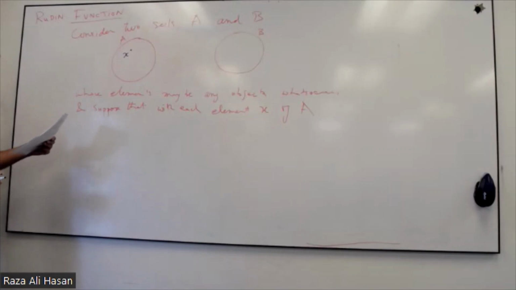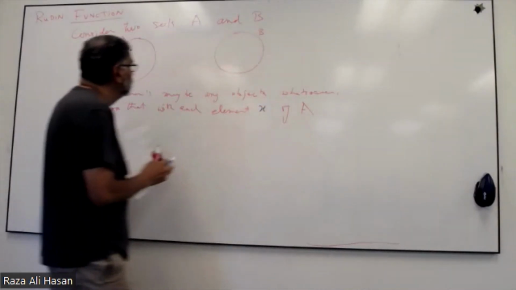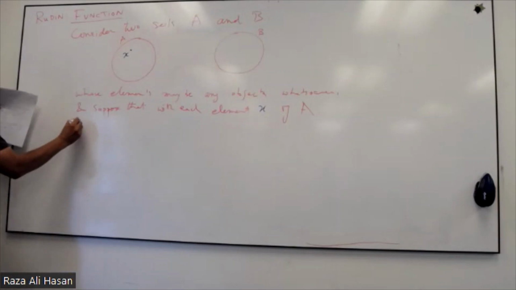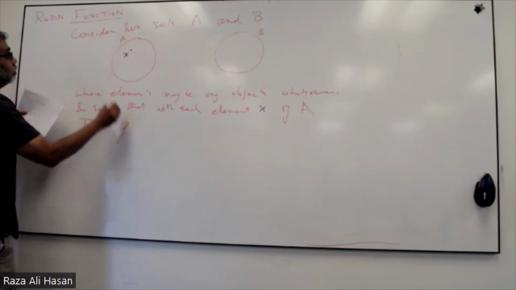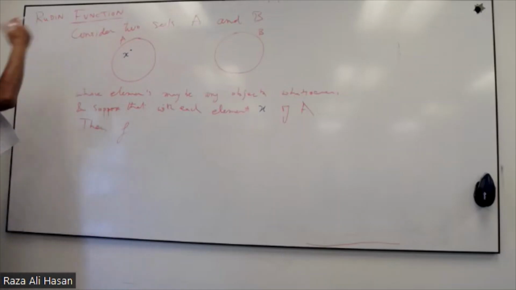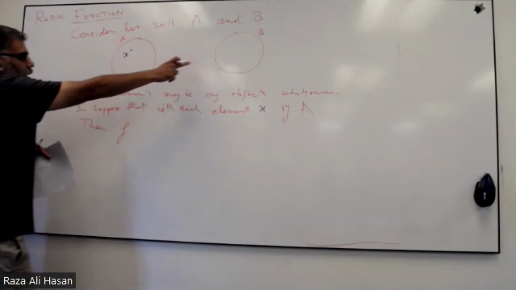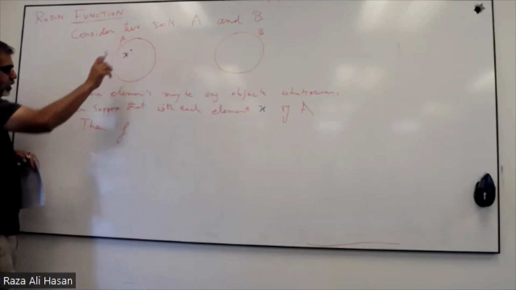Yes. All right. So next, here we go. So I put that here, and then this is the business here. It says then f, remember this is the definition of function. So let's come back here. Consider two sets, A and B, whose elements may be any objects whatsoever, including bad Palestinians.